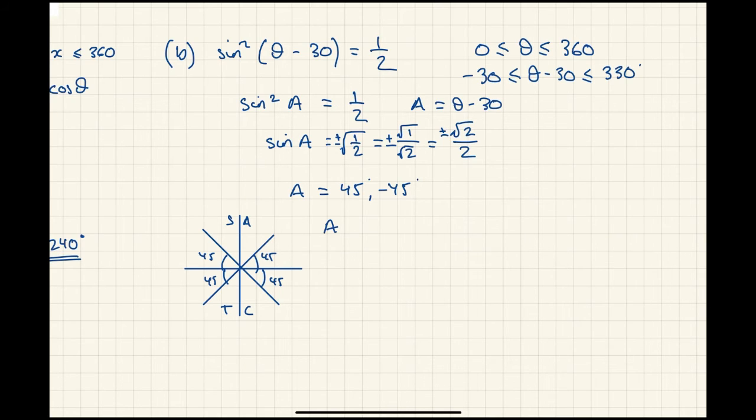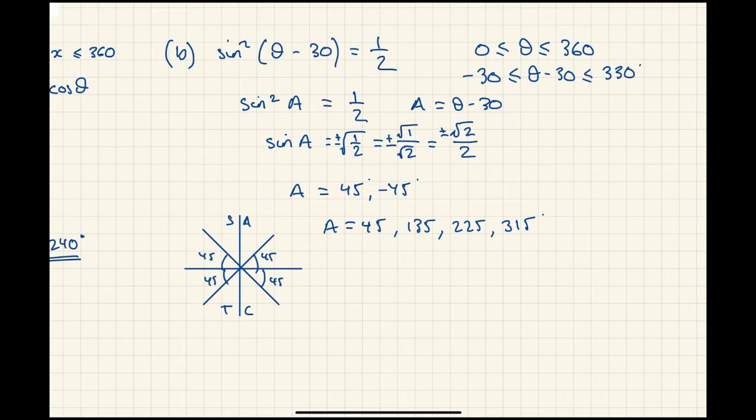So our solutions for A, if we take into account that this is our adjusted range for A, would be, well, the minus 30 means that minus 45 isn't any good to us. But 45 is in our range, 135, 225, and then 315. But that's for A, and A is equal to theta minus 30.